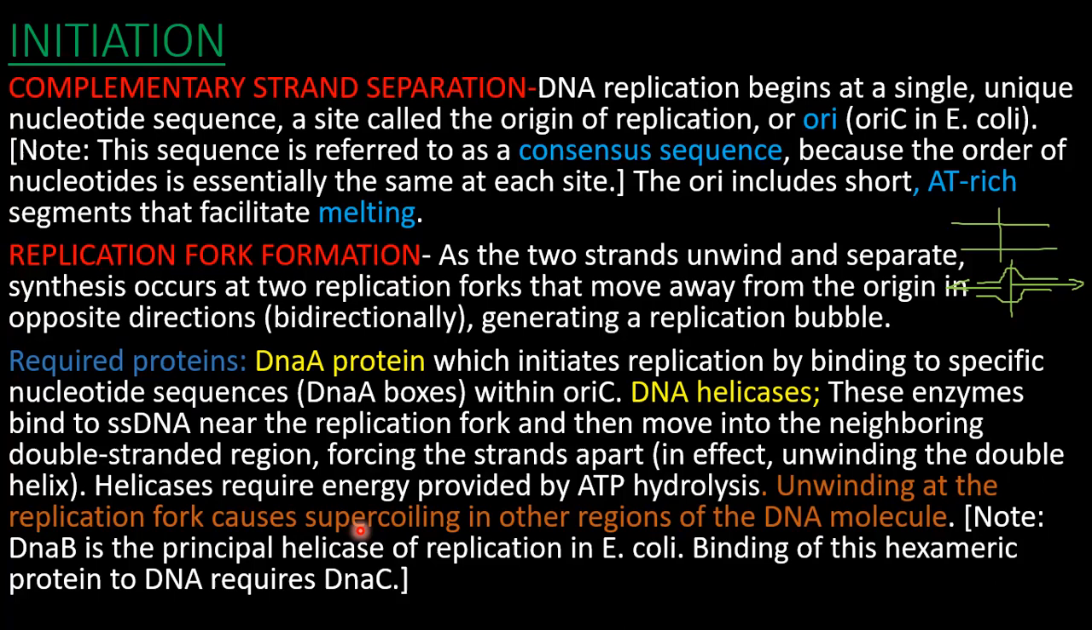Supercoils are of two types: positive supercoils, or overwinding, and negative supercoils, or underwinding. And these positive supercoils can prevent the effective unwinding of the DNA. So you must remove them, okay? Now, in E. coli, DnaB is the principal helicase, okay? And DnaB is a hexameric protein, okay? And it is usually loaded onto the double-stranded DNA using DnaC, okay?